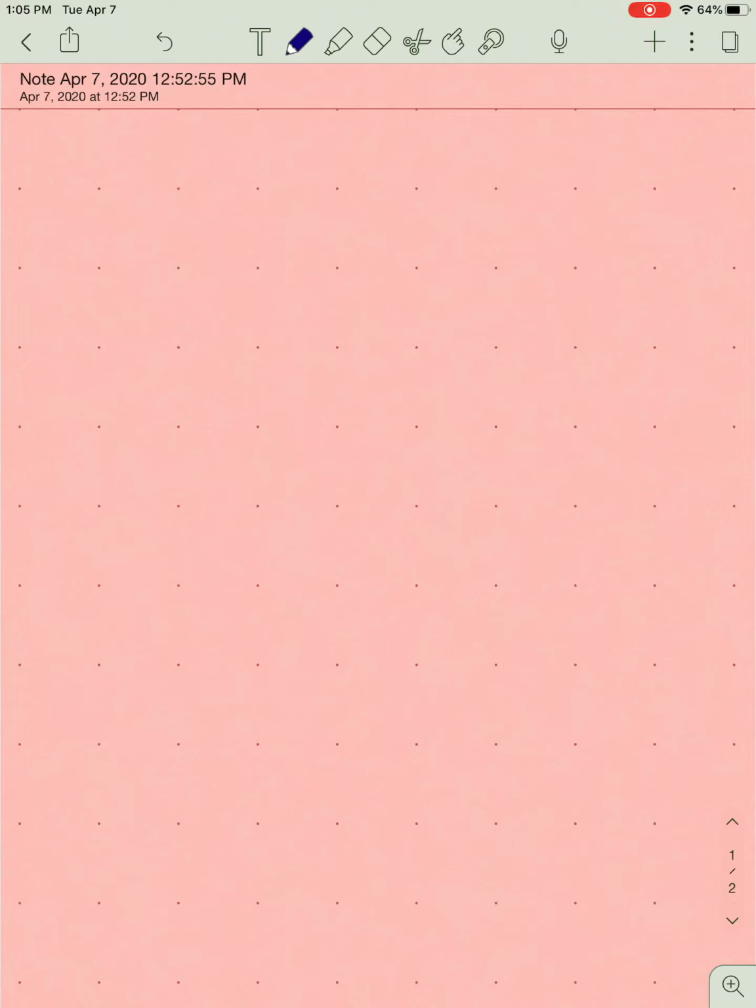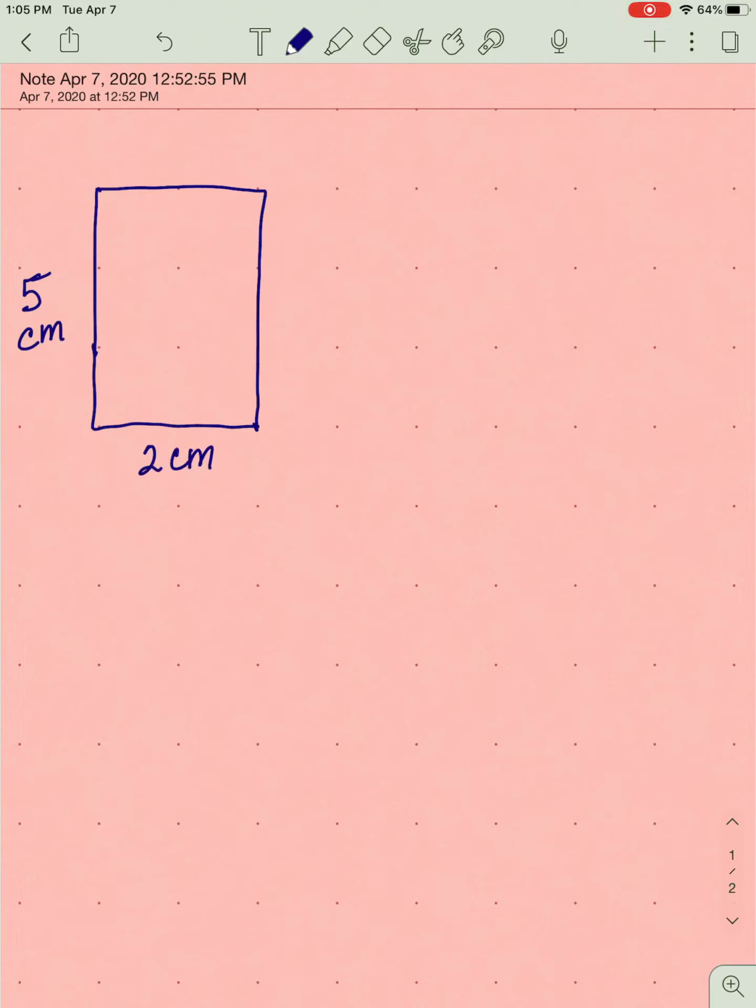So I'm going to show you something here on my screen. So area, if we think about a cereal box, area would be the front of the cereal box. So let's say this is 5 centimeters and this is 2 centimeters. So the front of the cereal box would just be the area, and that would be 5 times 2, which is 10 centimeters squared. Or we could say 10 square centimeters.